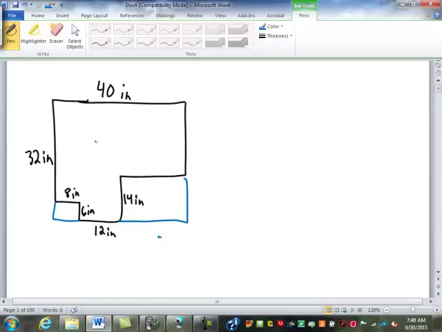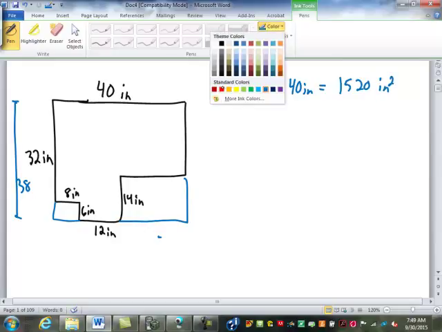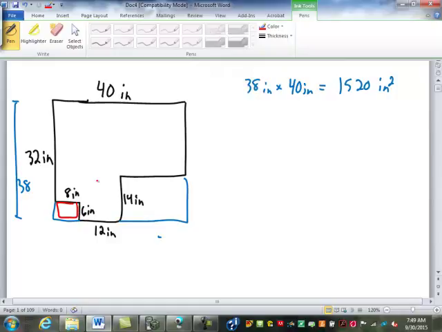If I expand it, what's this overall dimension out here? 32 plus 6 is 38. So we have 38 inches by 40 inches, which is what? 1,520 square inches. Then we have to subtract out this 6 by 8, which is 48.